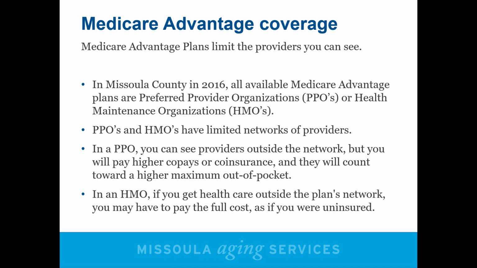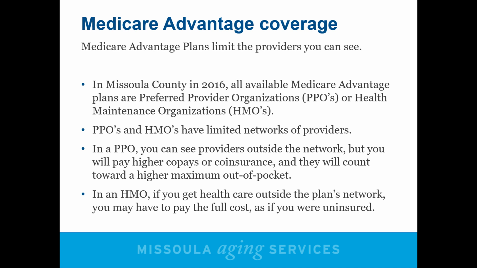Here's the trade-off, right? Medicare Advantage plans limit the providers you can see. So typically, all of these plans are either preferred provider organizations, PPOs, or health maintenance organizations, HMOs. What a PPO or an HMO means is that there's a limited network of providers. And they're a little different though. In a PPO, you can see providers outside the network, but you'll pay higher co-pays or co-insurance, and they'll count towards a higher maximum out of pocket.